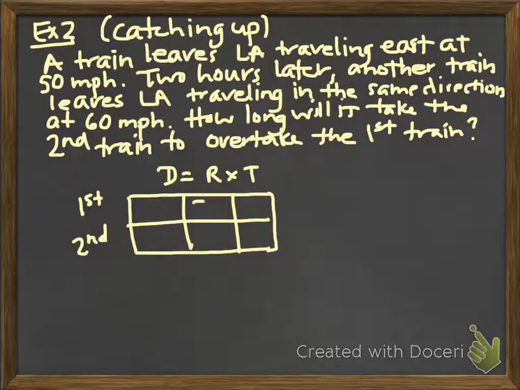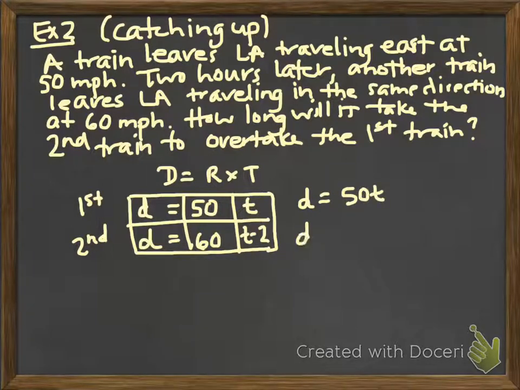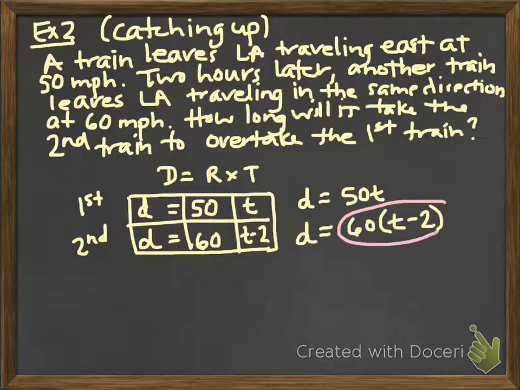The first train is going 50 miles per hour, that's the rate, and the second train is going 60 miles per hour. The first train leaves at T time, and the second train leaves 2 hours later, so that's T minus 2. Okay, so the first train's equation is D equals 50 times T, and the second train's equation is D equals 60 times quantity T minus 2. Okay, we want to know when the second train catches up with the first train. So we're looking for when this one equals this one, because that's when it catches up.